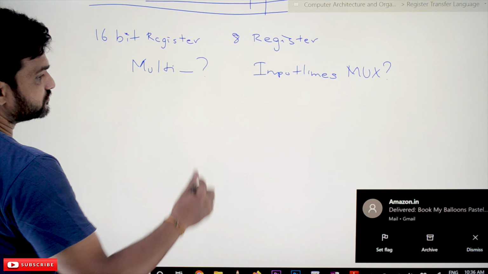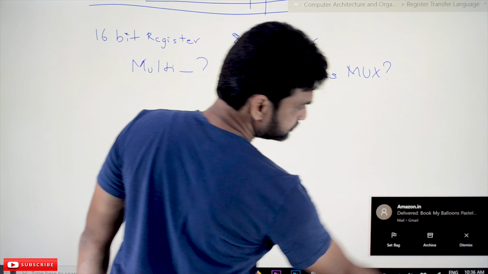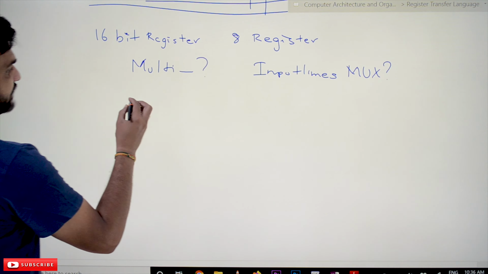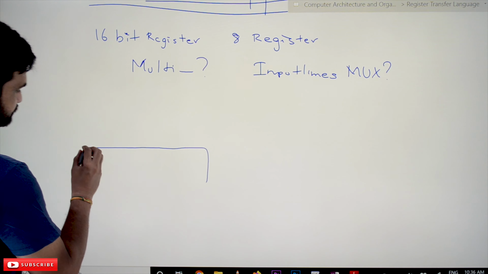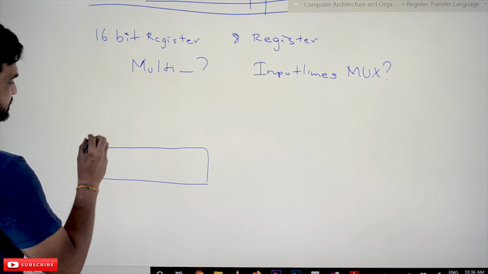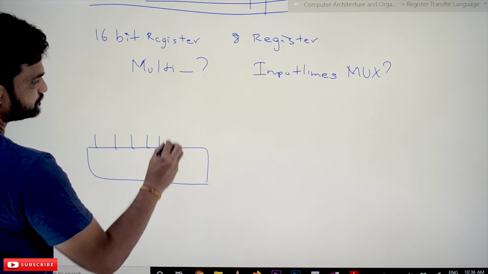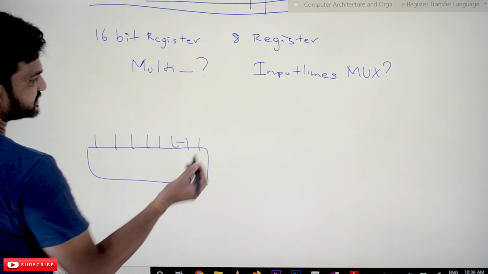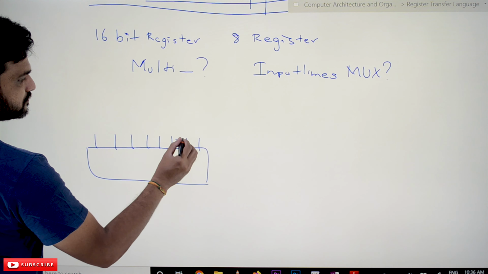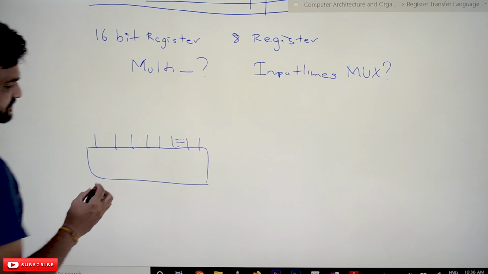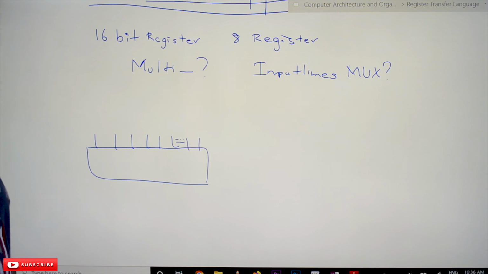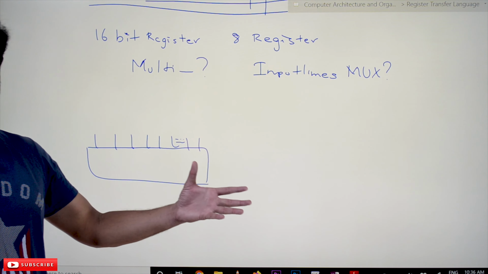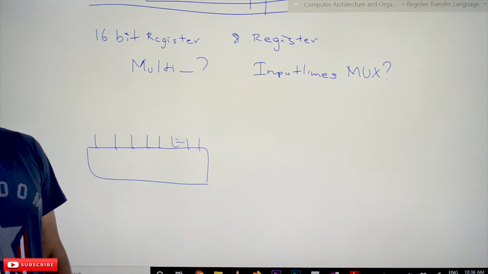Okay, so here we are having a register with 16 inputs. Assume that it is a 16-bit register, and in this way we are having 8 registers. So how many multiplexers are required?